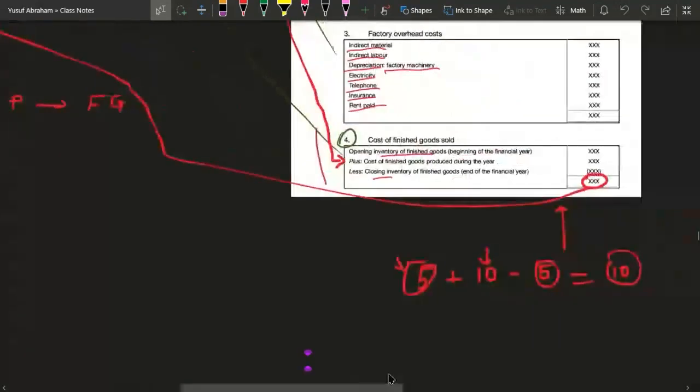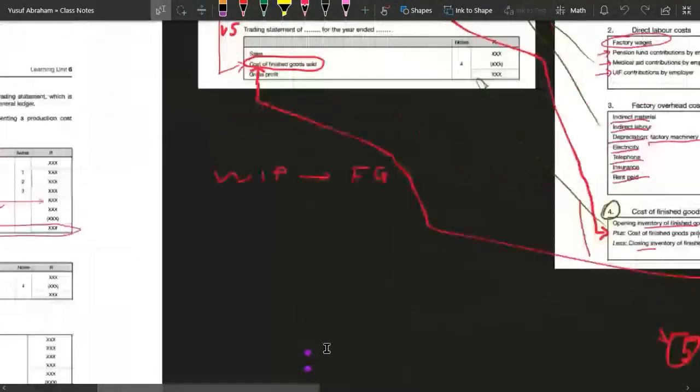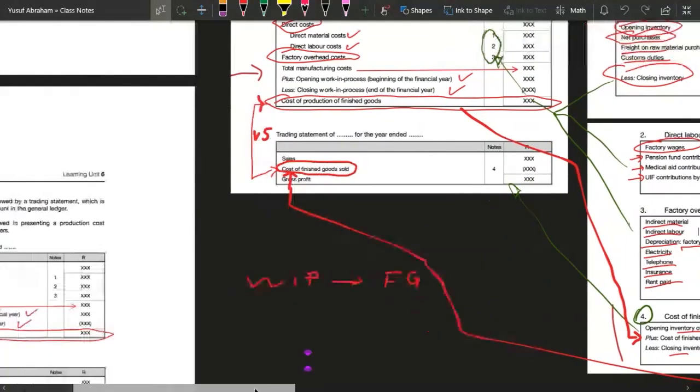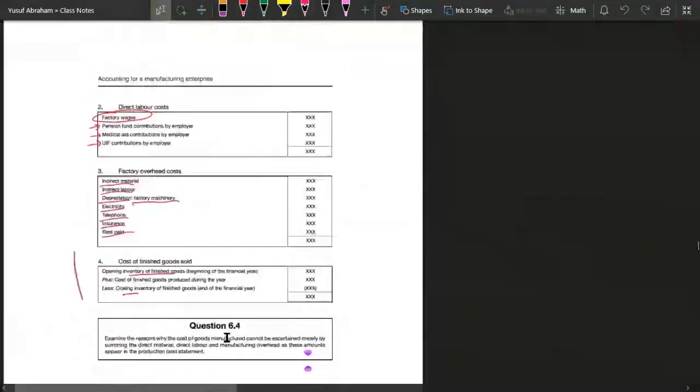You can see it's quite clear in front of you. So remember to use the cost of finished good sold in order for you to get the gross profit. So that's it. Basically, that's the trading. That's the difference between the cost of finished goods sold and the cost of production of finished goods. Here you are dealing with the product that was produced, and here you are dealing with what was sold. Okay? Is that clear, guys?